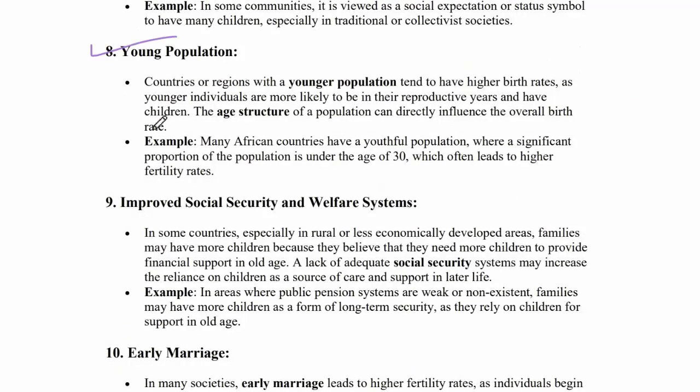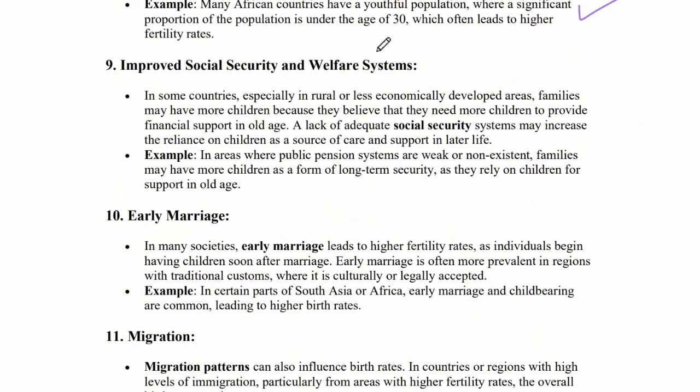Young population. Countries or regions with a younger population tend to have higher birth rates, as younger individuals are more likely to be in their reproductive years and have children. The age structure of a population can directly influence the overall birth rate. Many African countries have a youthful population where a significant proportion of the population is under the age of 30, which often leads to higher fertility rates. This is also applicable to India. India also has a very young population and has the highest population in the world.